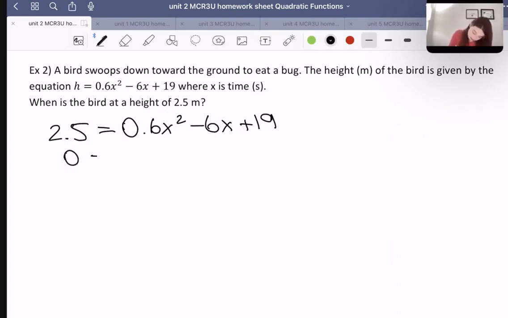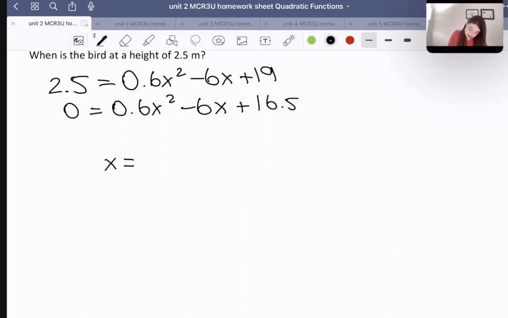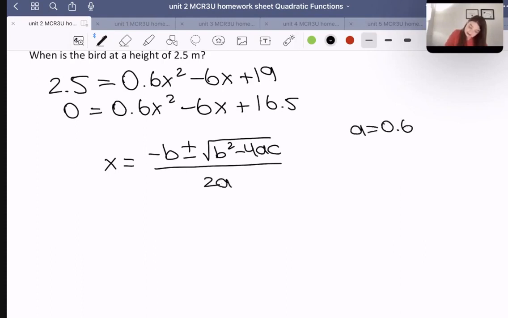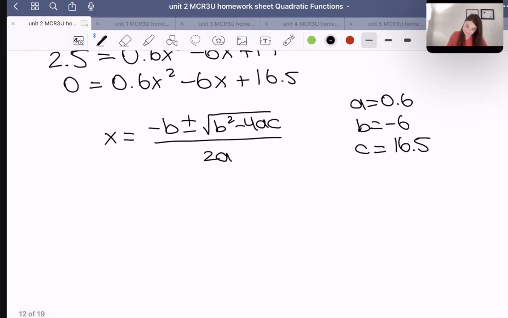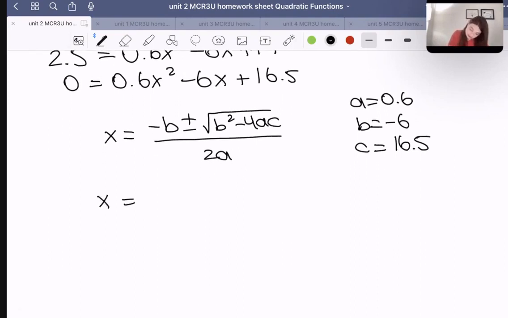Let's subtract 2.5 and we'll get 0.6x squared minus 6x plus, I believe, 16.5 we'll still have left here. Yep, that looks good to me. Okay, and now let's plug this into our quadratic formula, which again is x equals negative b plus or minus the square root of b squared minus 4ac all over 2a, where a is 0.6, b is -6, and c is 16.5.